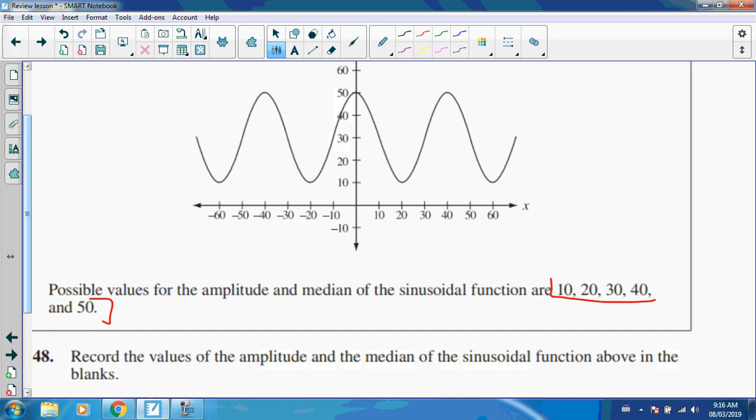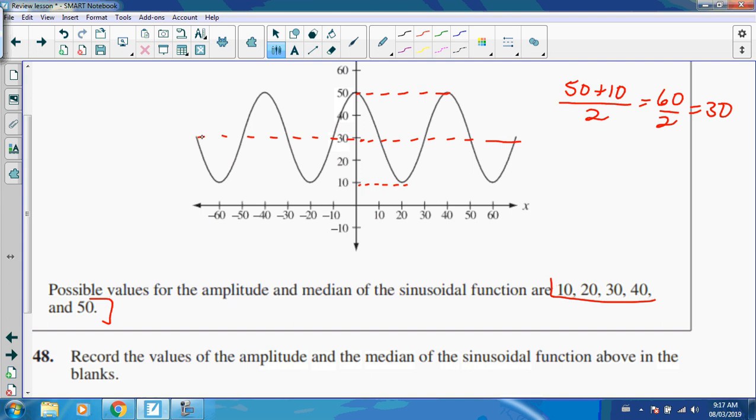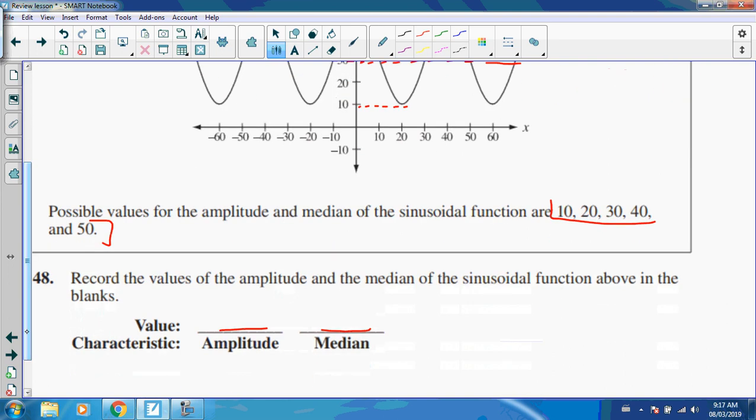Okay, so if I'm looking for the median and the amplitude, I can see that my lowest point is at 10, and my highest point is at 50. So if I add those up and divide by 2, that's going to give me my median, which is at 30. And I would bet a lot of you didn't bother doing that calculation. You can just see it on the graph that that's the median. And so that's fair too. So let's fill that in. The median is 30.